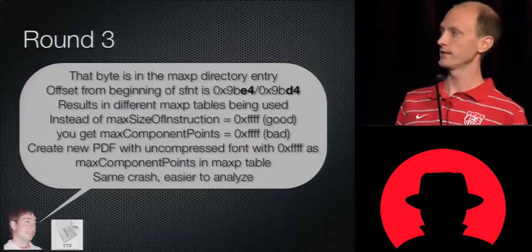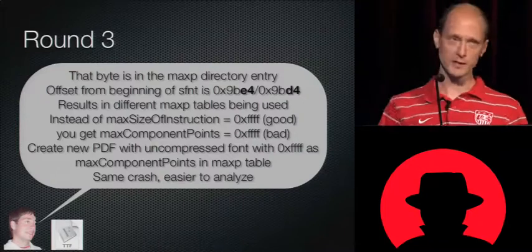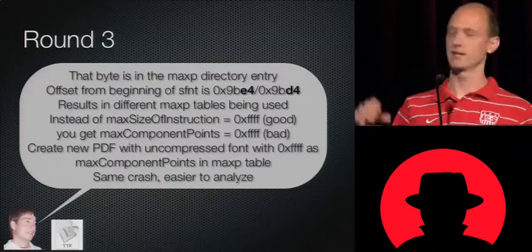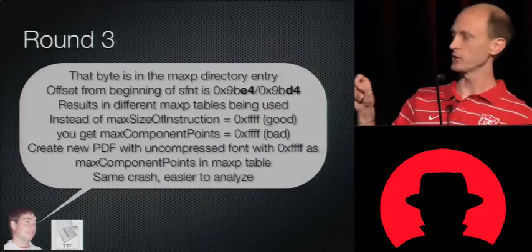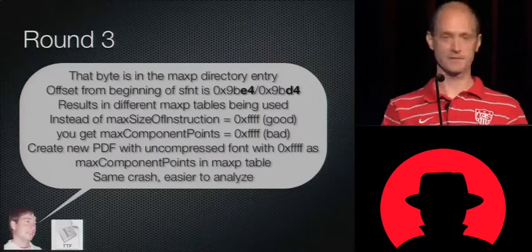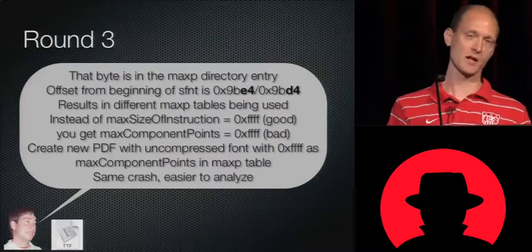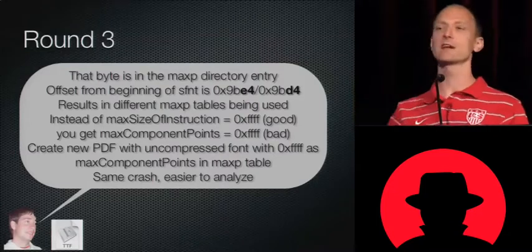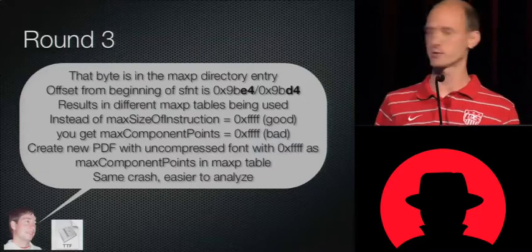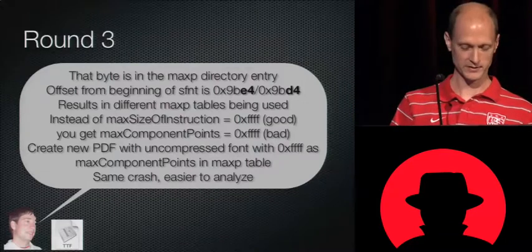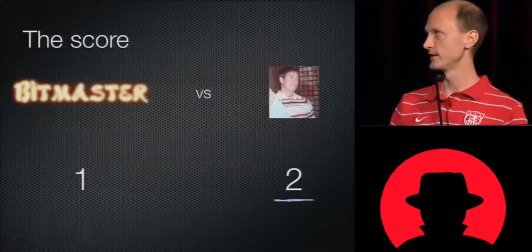So what Dion does next is he creates a new PDF that's not compressed, so it has an uncompressed font, and then he manually makes max component points FFFF. And what he finds is that Adobe Reader still crashes in the exact same way, but now we have a very small PDF, it's uncompressed, and we know exactly what's wrong. So it's the same crash, but now it's easier to analyze.